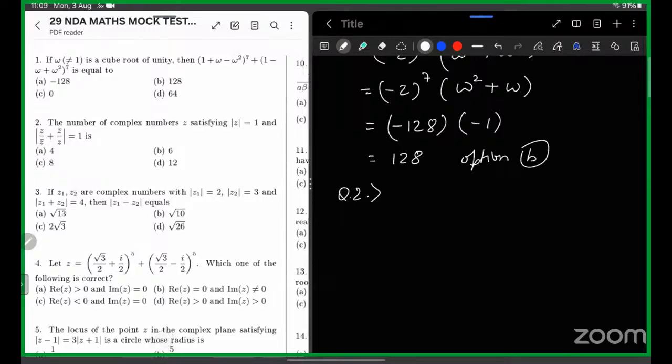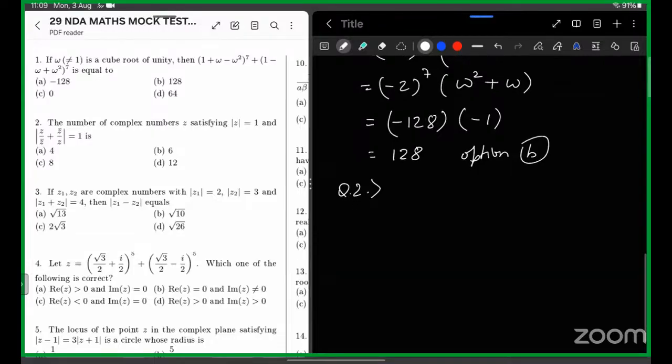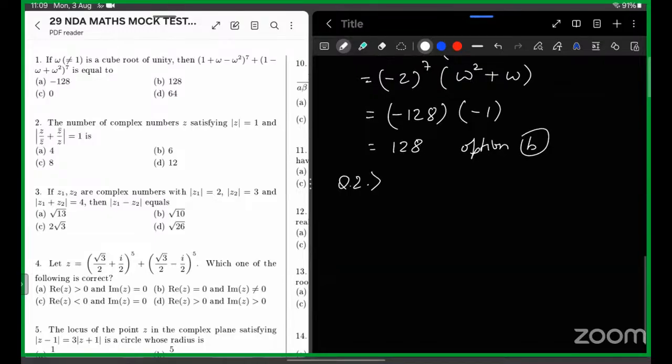This is also a complex number question. Number of complex numbers z satisfying mod z equal to 1 and mod of (z upon z conjugate plus z conjugate upon z) whole mod equal to 1. Mod z, they are saying, is equal to 1. Mod of z by z conjugate, plus z conjugate by z.